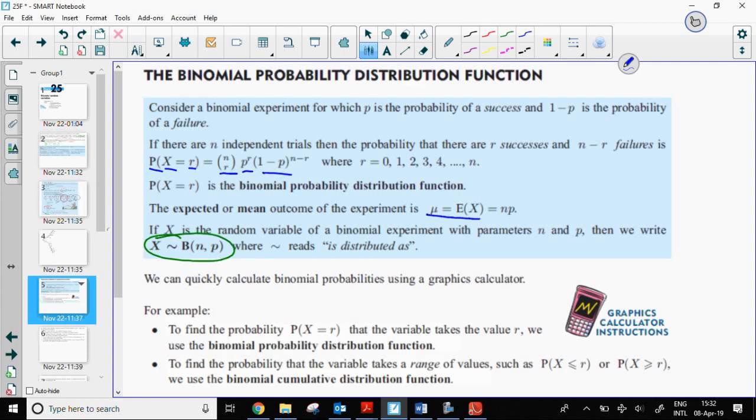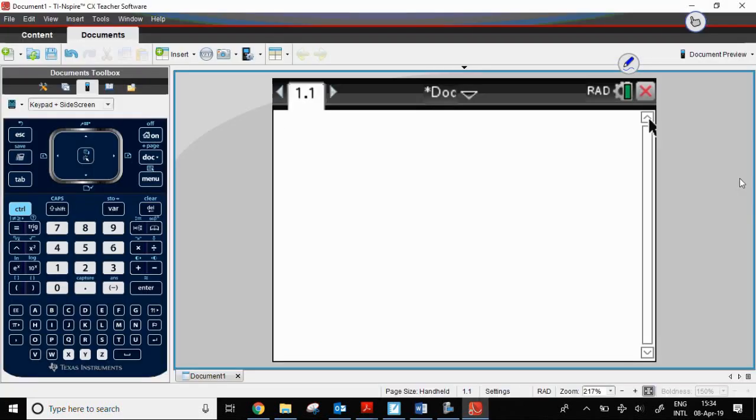Also in your formula book is the fact that the mean, or the expected value of a binomial distribution, is always equal to the number of trials multiplied by the probability of success. Okay, but since the vast majority of problems for this topic are going to be with a calculator, let's get down to business and see how we would do that here.